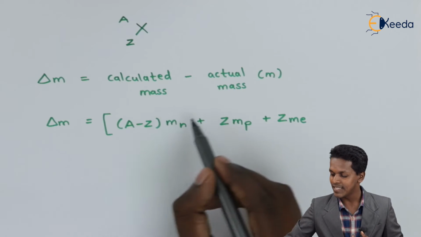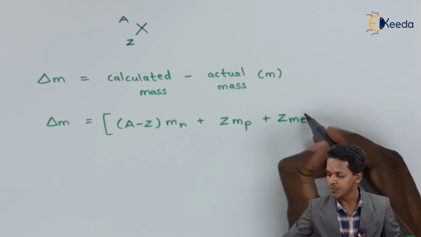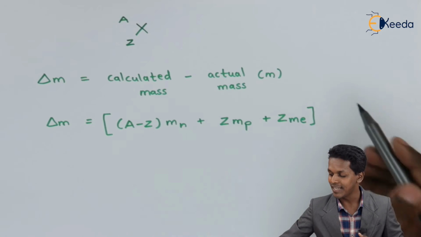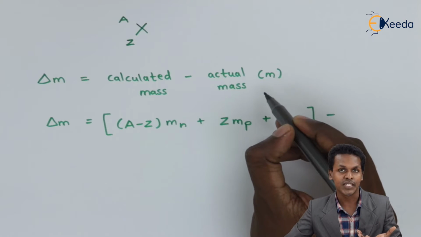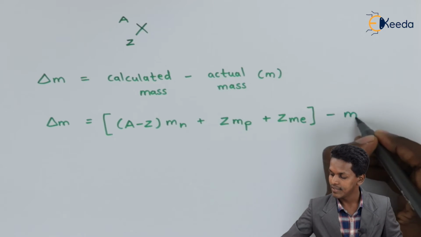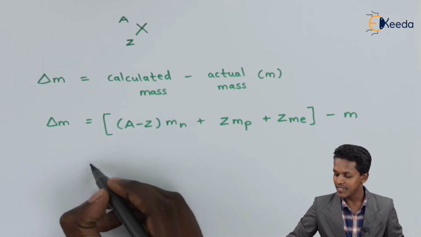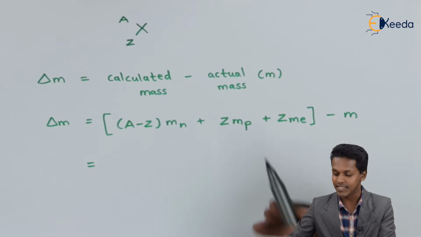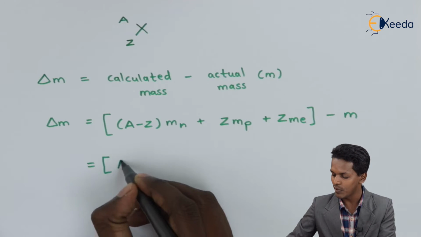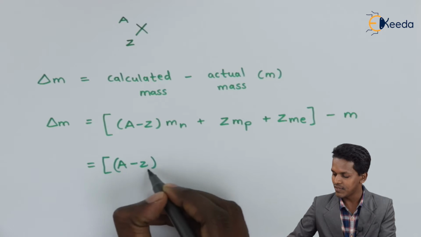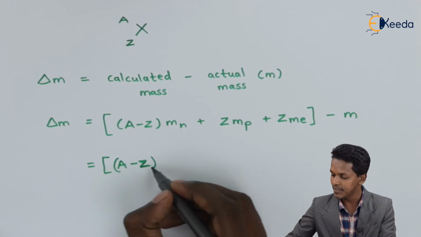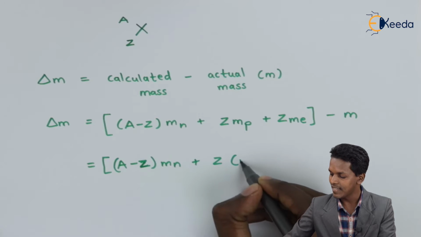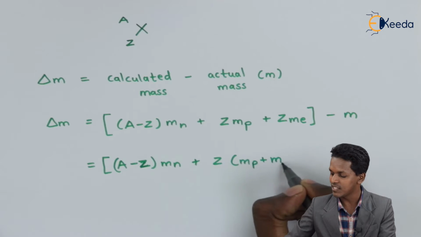So this is basically the calculated mass that we can do, and this is the overall mass of a particular nuclide minus the mass which is observed, that is small m. So here we can take the common factor Z. Here I could write A minus Z, that gives us the number of neutrons, into the mass of the neutron, plus Z into Mp plus Me, that is the mass of proton plus mass of electron, minus M.